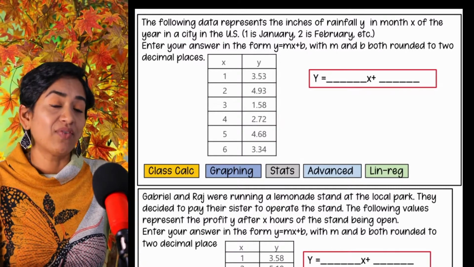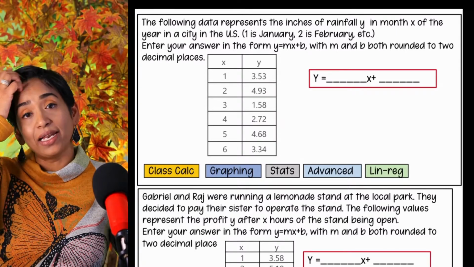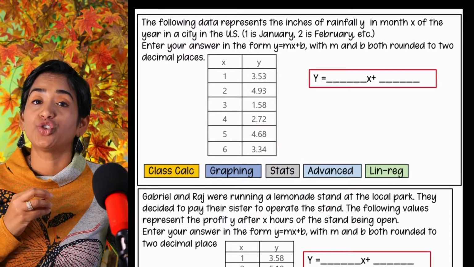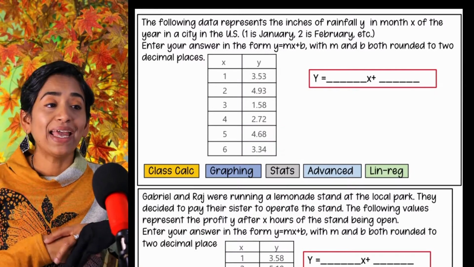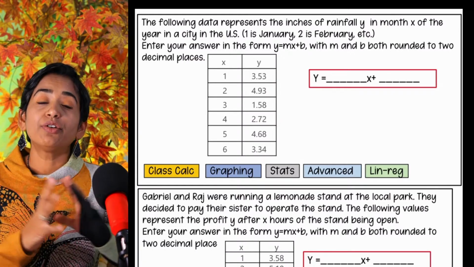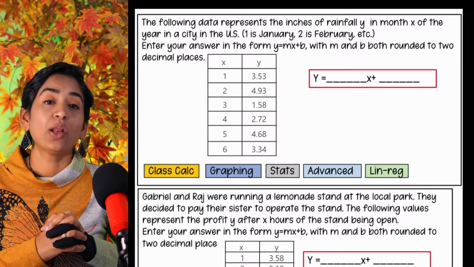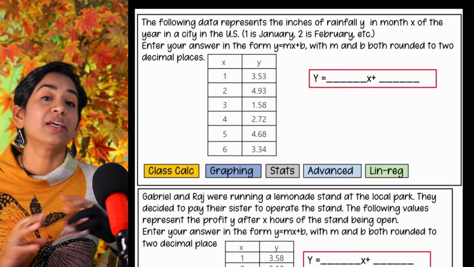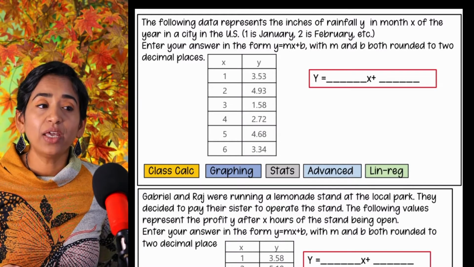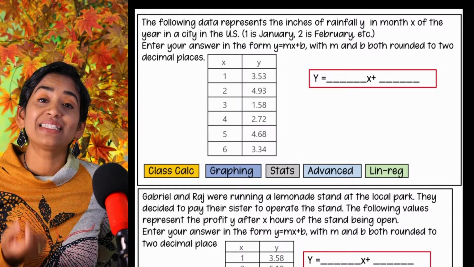So what they gave us here are x and y values, and they're saying we know this is a linear relationship and want you to find y equals mx plus b. In order to do that, you first open up your ClassCalc. The instructions are given below. You go to your ClassCalc, graphing, stats, advanced, and linear regression. Let's go ahead and do that.